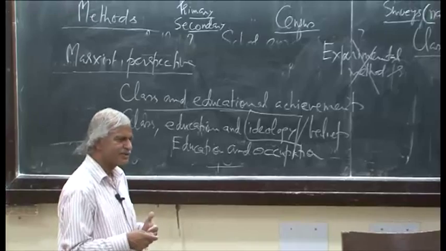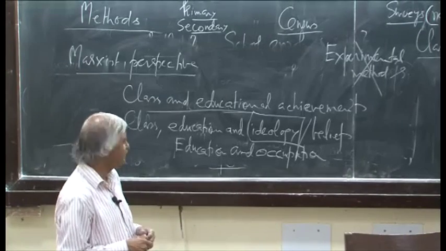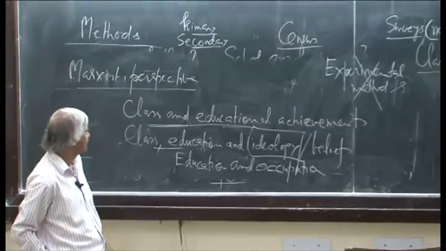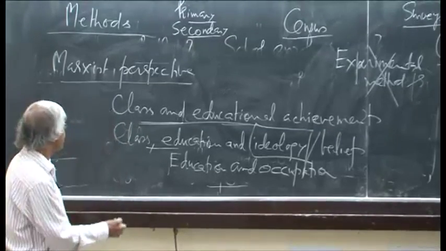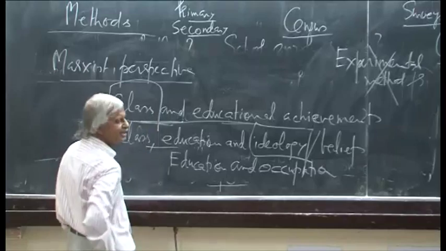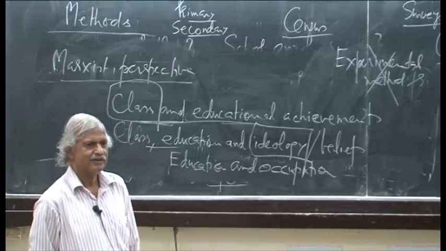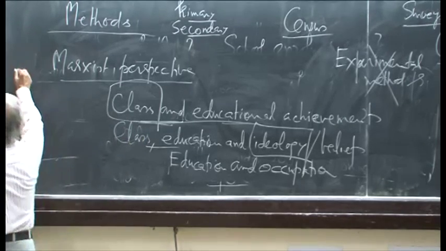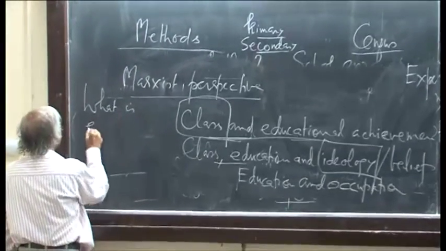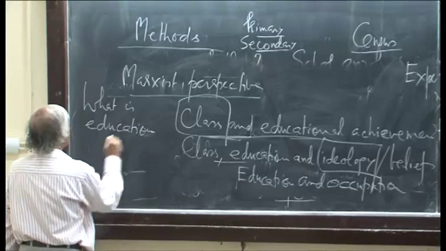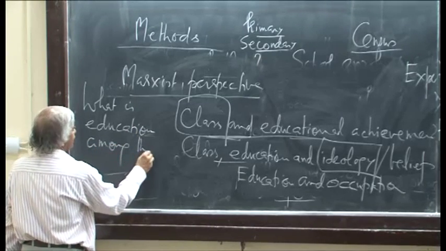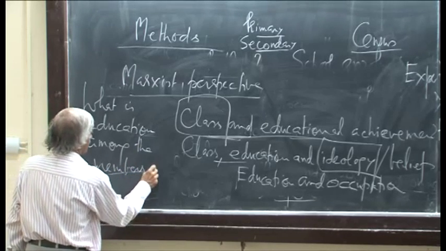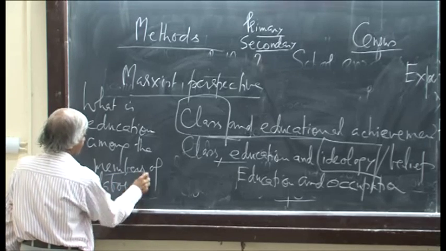Achievements, differences according to socioeconomic or caste or community category, regional categories. Marxists will relate this more to education, more education to class. Class is central to any study of education. So we will look at what is education among the proletariats. What is education among the members of labor class?